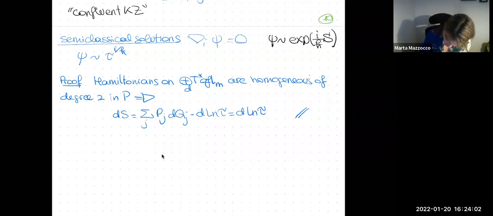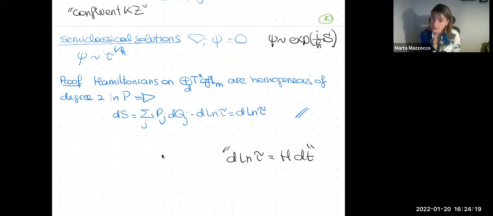Tau function is an object which is related to the Hamiltonian. Okay, so d log tau is H dt. This is what the tau function is. And this statement by Reshetikhin is actually without any proof in the paper. So now we actually understand it.